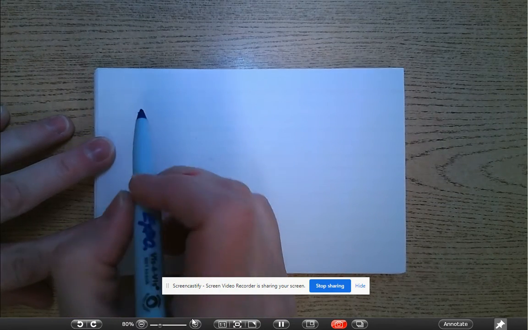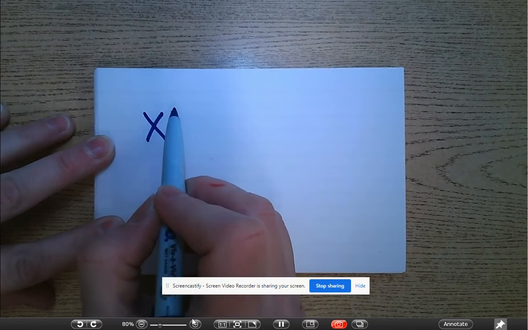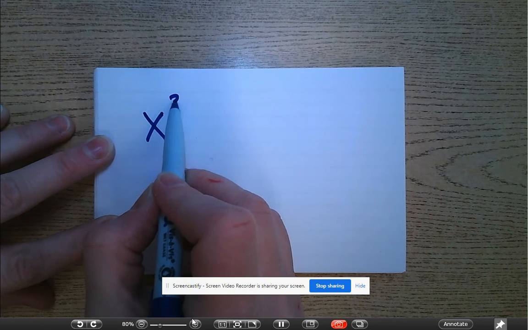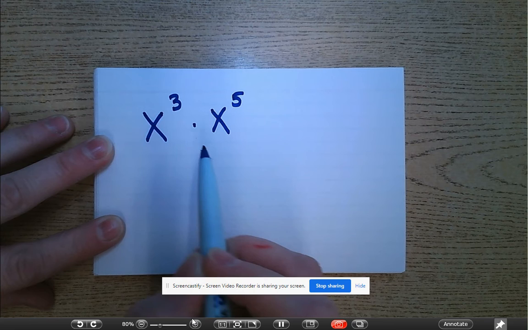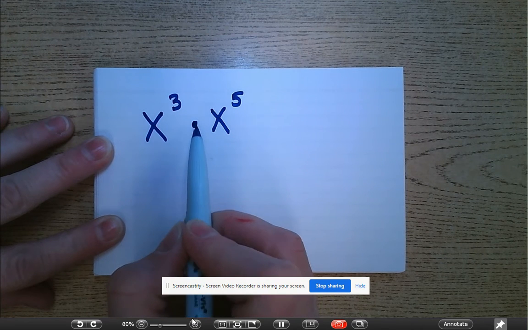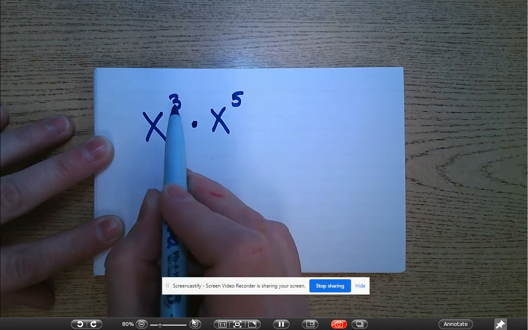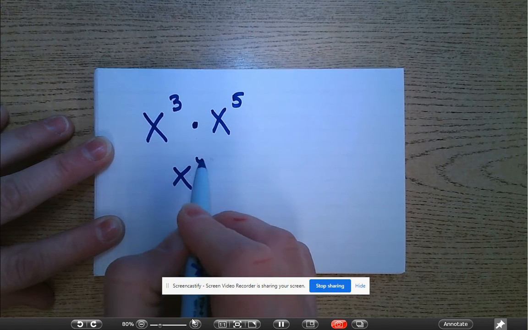So I'm going to do a quick nuts and bolts of the 5 different rules for exponents. Rule number 1 is the product of powers rule. If you have 2 variables, let's say x to the third times x to the fifth, and you are multiplying them, you simply add the exponents. So 3 plus 5 would be x to the eighth.